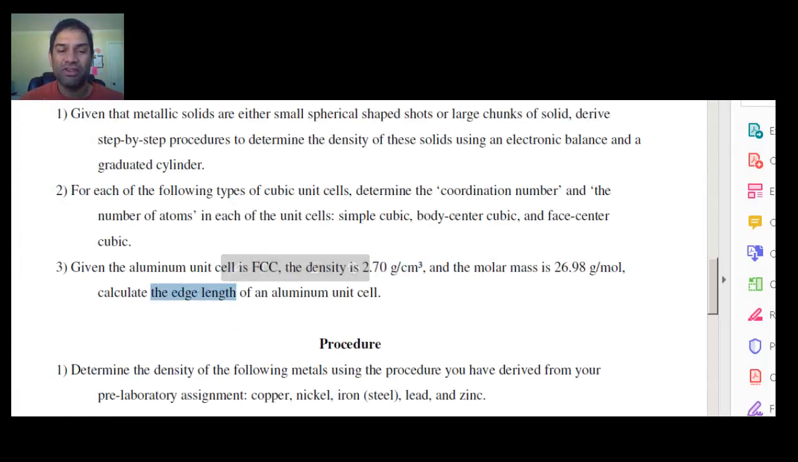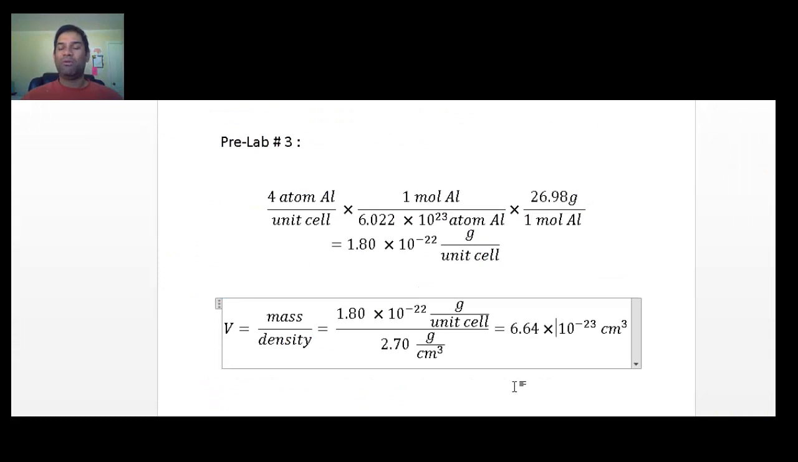You've got to remember these are cubes. So what's the volume of a cube? The volume of a cube is a cubed, where a is the edge length. So to get the edge length a, all you've got to do is take the cube root of this. Not the square root, but the cube root, because the volume of a cube is a cubed, a being the edge length. So let's take the cube root of this.